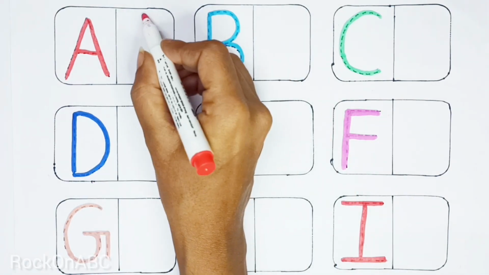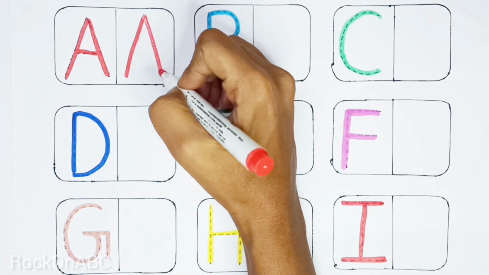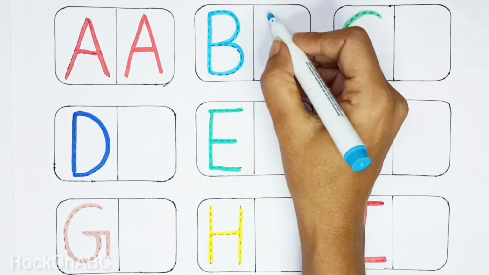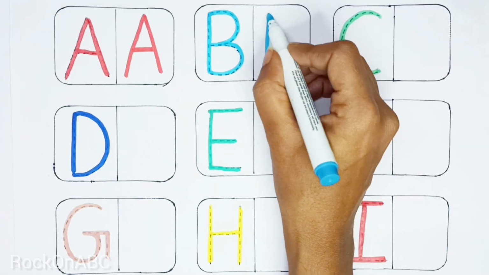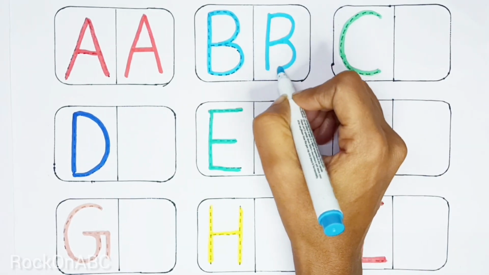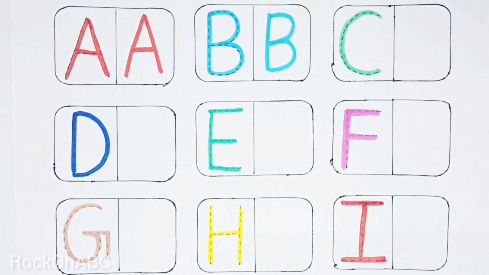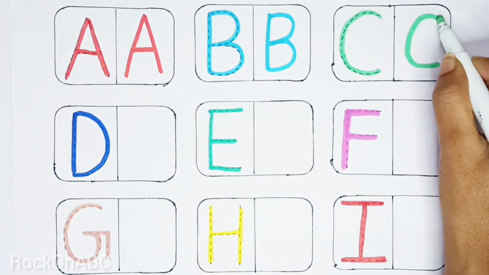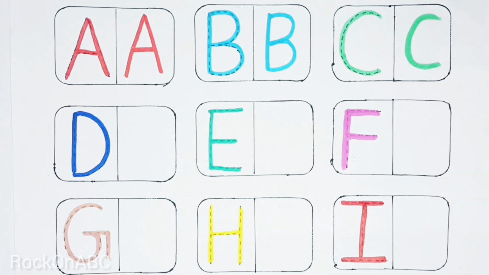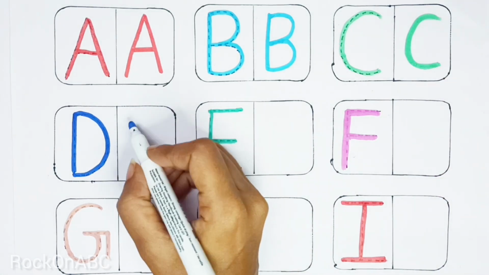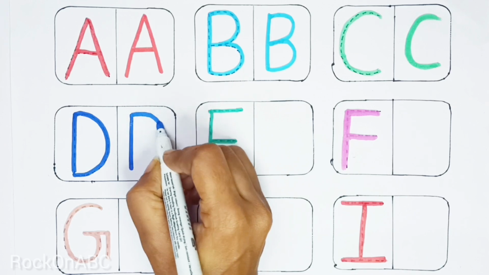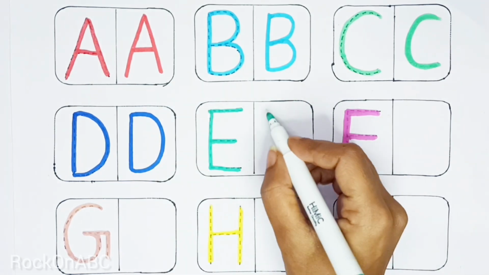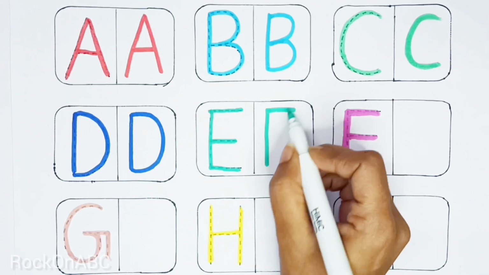A. Red color A. A for apple. Blue color B. B for ball. Green color C. C for cat. Dark blue color D. D for drum. Grass green color E. E for elephant.